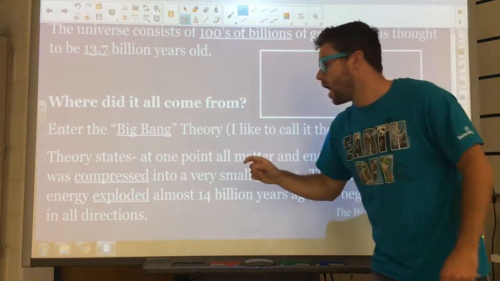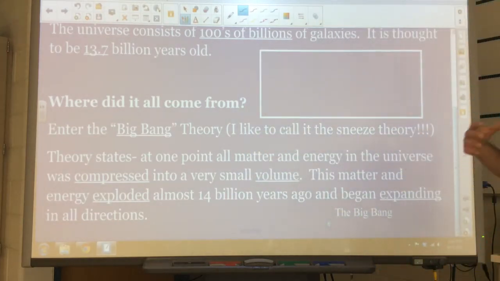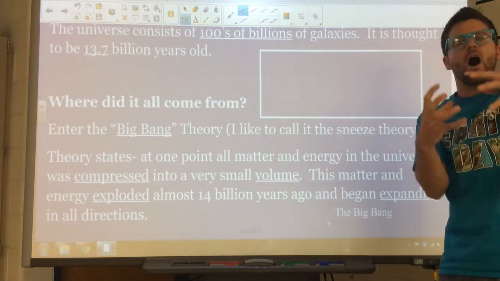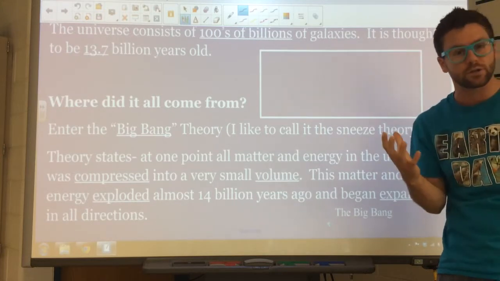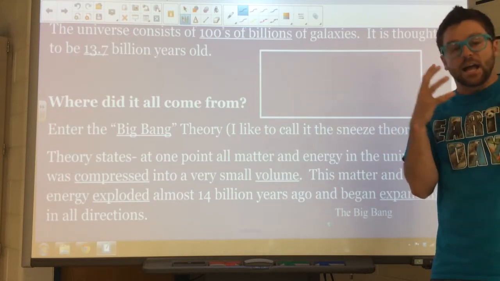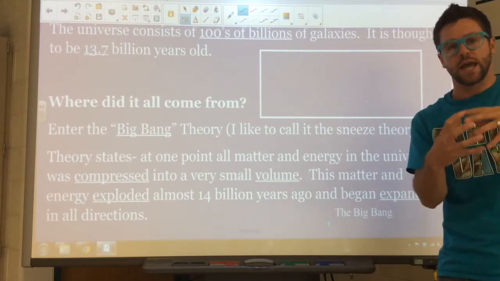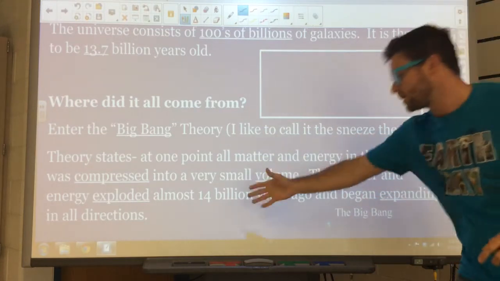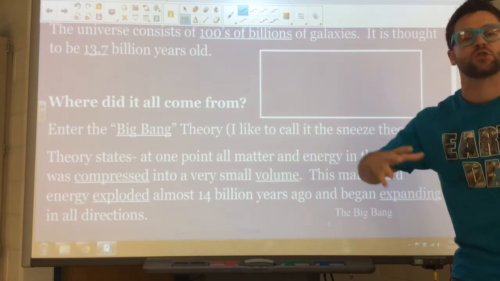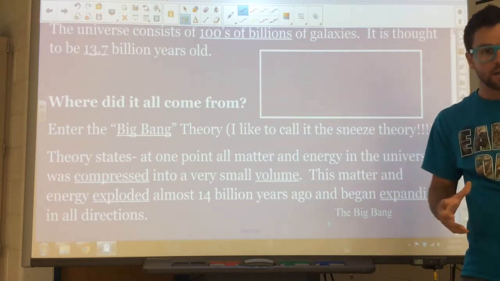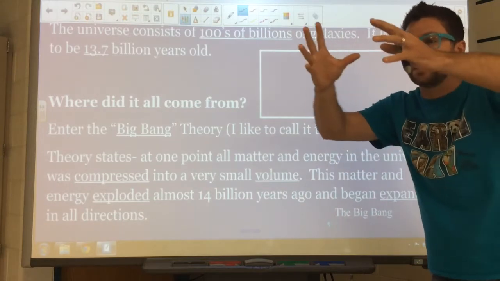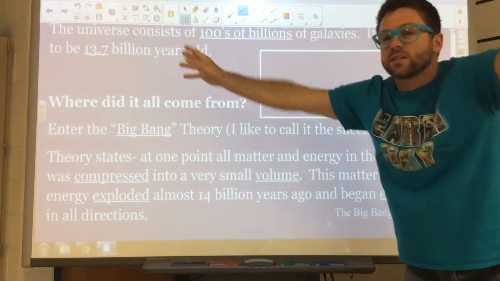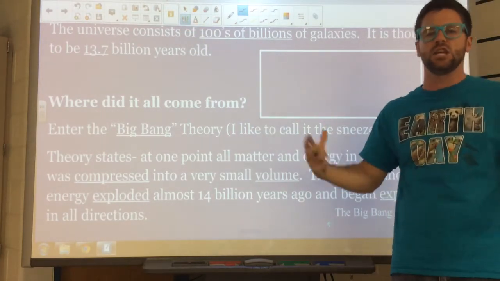Okay, next. This theory states that at one point, all matter and energy was confined into a tiny, eensy-weensy, very small volume. And for one reason or another, that clump of all the matter in the universe exploded in all directions. 14 billion years ago, that occurred, and it has been expanding ever since. Just like a sneeze, right? As you sneeze, snot goes everywhere, and it goes outwards and outwards and continues. That's what our universe is doing. It's continually expanding.